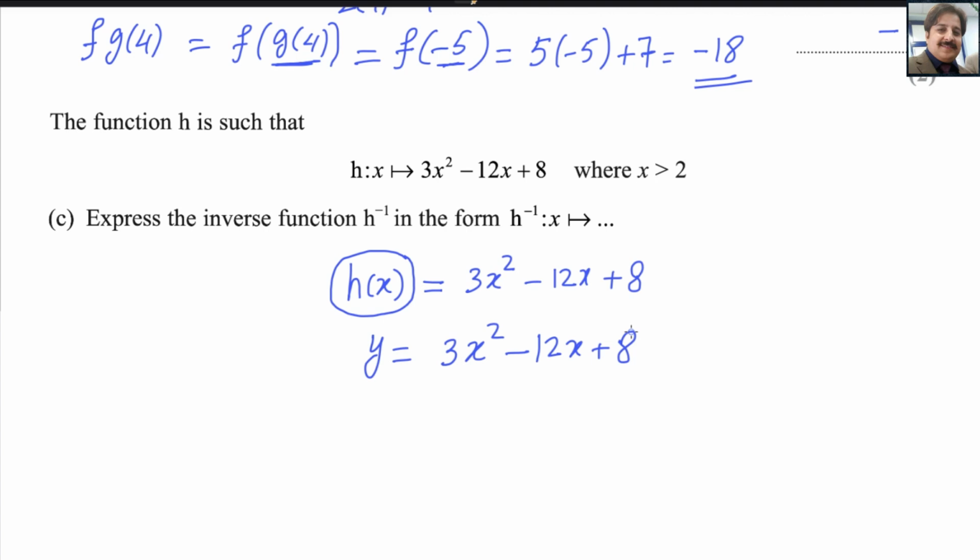Whenever you have a quadratic function here, the only way to find the inverse is to complete the square. To complete the square, first of all, the coefficient of x squared should be 1. To make this 1, we will take 3 common. So it will be x squared minus 4x plus 8 inside.